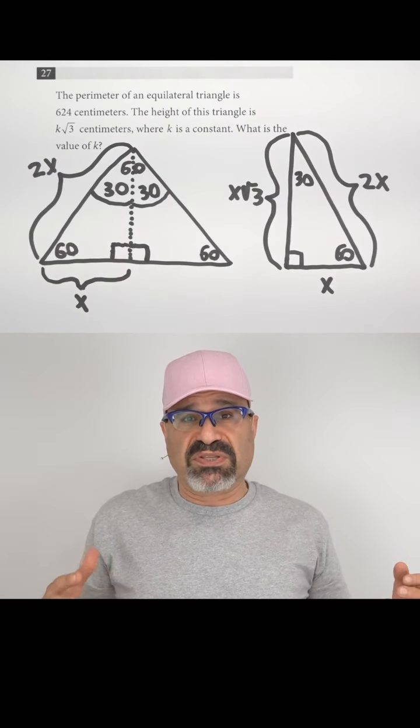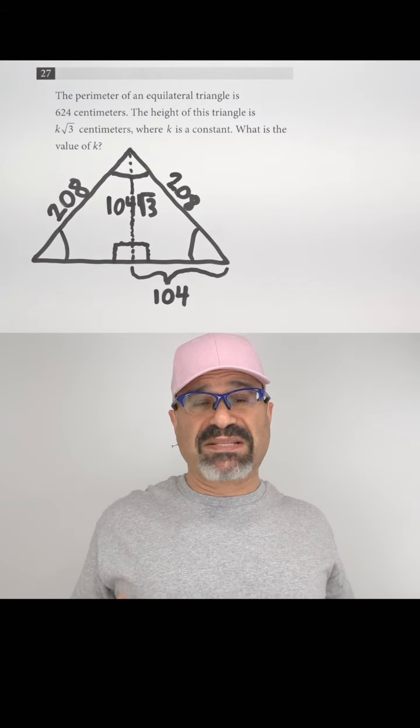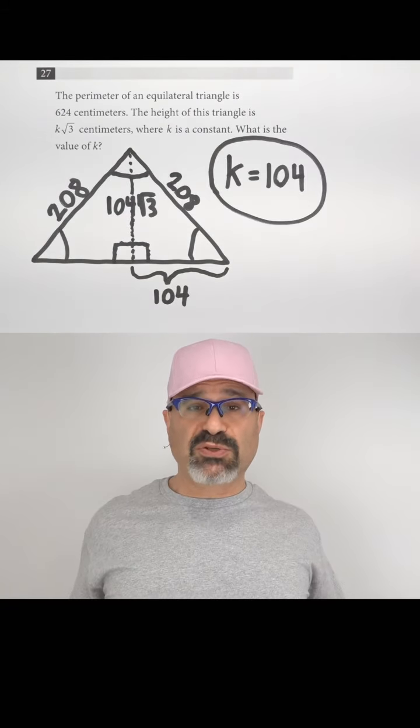Now keep in mind the relationship between the three sides in a 30, 60, 90 right triangle here, and remember that the middle side, which in this case is the height of the equilateral triangle, is going to have a length of 104 root 3. And if the height of this equilateral triangle is 104 root 3, and that's equal to k root 3, then k must be equal to 104. And that's why 104 is the correct answer to this question.